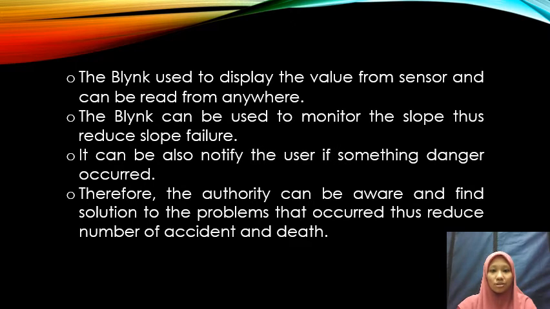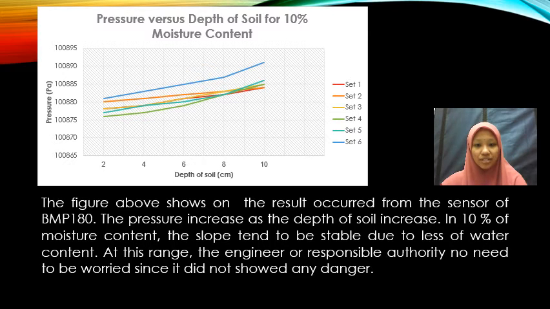Blynk is used to display the value from the sensor and can be read from anywhere. Blynk can be used to monitor the slope, thus reducing slope failure. It can also notify the user if something major occurred. Therefore, the authority can be aware and find solutions to the problems that occurred, thus reducing the number of accidents and deaths.